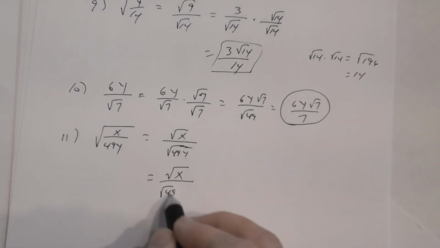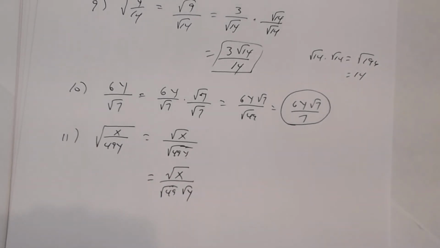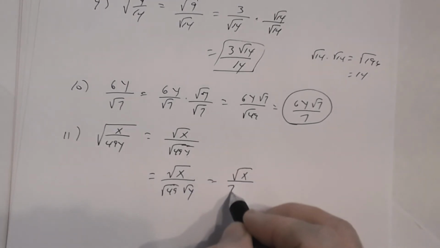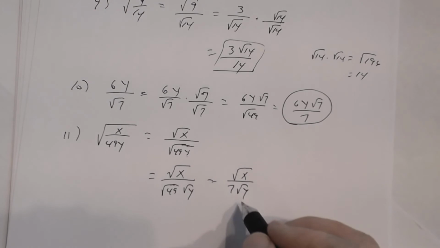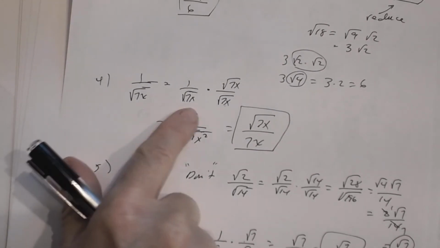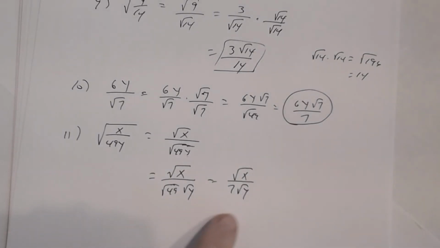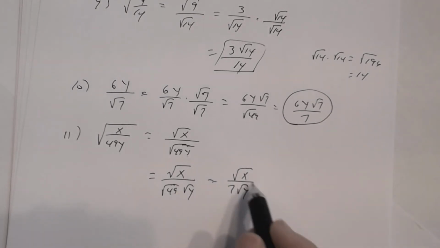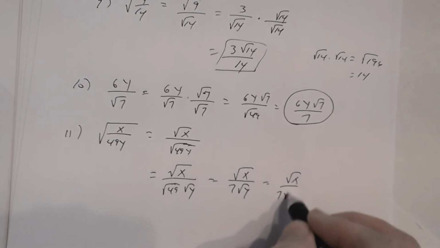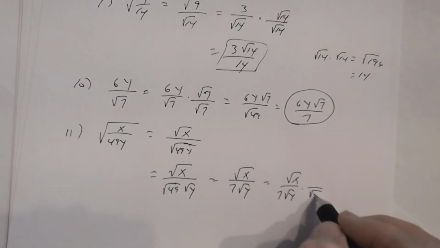That's the square root of 49 times the square root of y, right? And the square root of 49 is 7. So I get the square root of x divided by 7 square root of y. And now that looks like something we had in a previous lesson, in a previous problem, excuse me. That looks something like this now, right? And so all I got to do is get rid of this square root right here. So I'm going to multiply both numerator and the denominator by the square root of y.